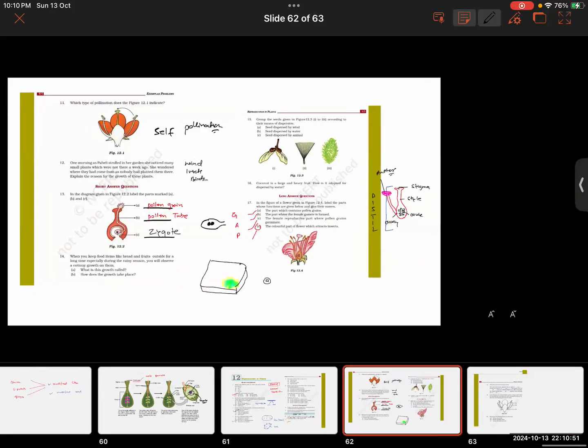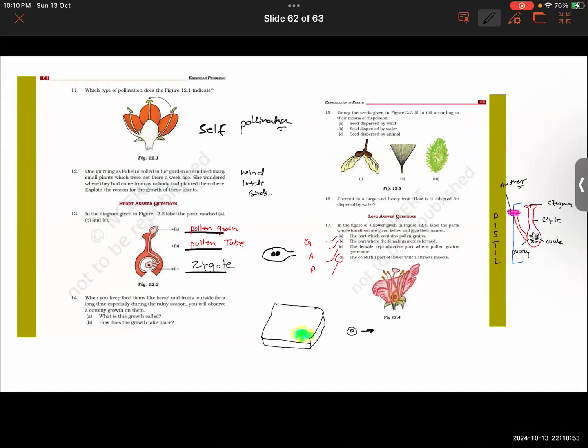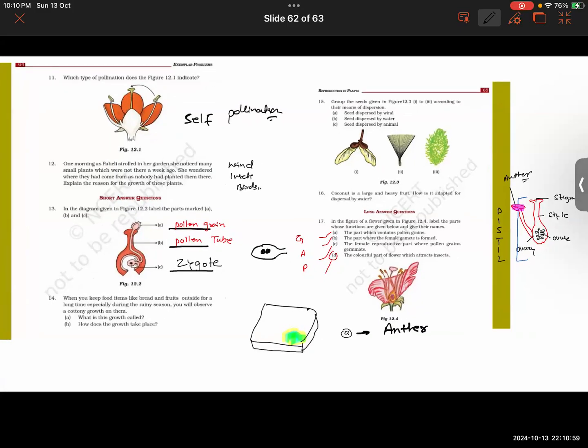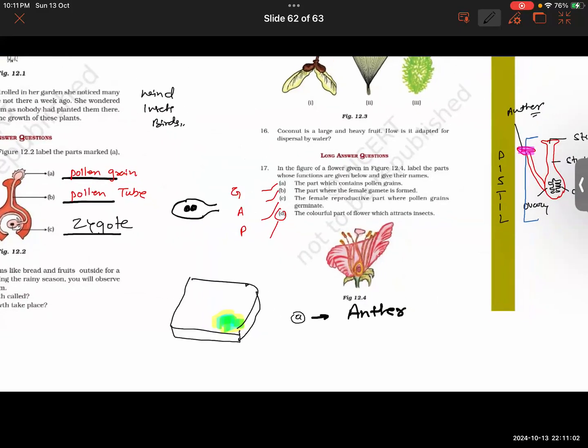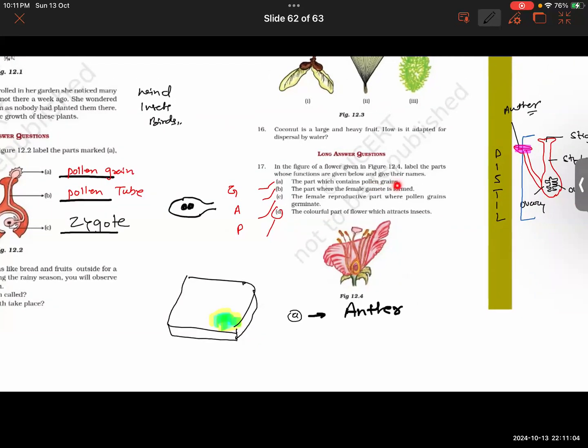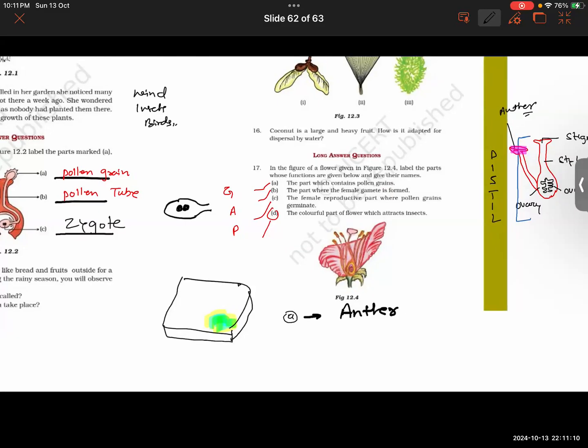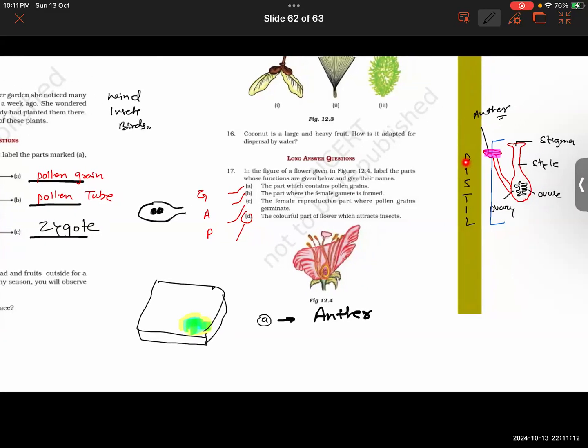So the answer to the A option is pistil? No. Anther? Yes. See, the question is saying that the part which contains pollen grain, in which part is this found? It is found inside the anther. Pistil is the name given to the female reproductive part of the flower, and it is made by stigma, style, and the ovary. These three structures form the female reproductive system.